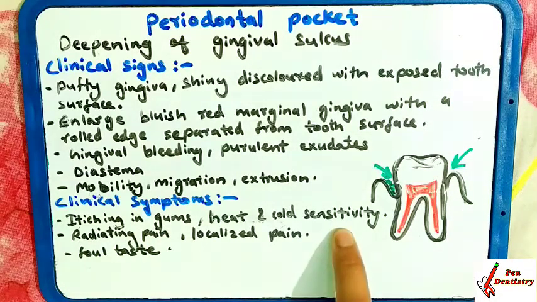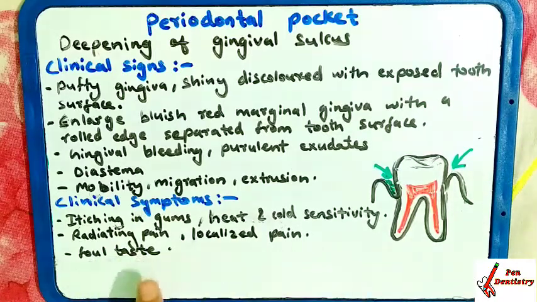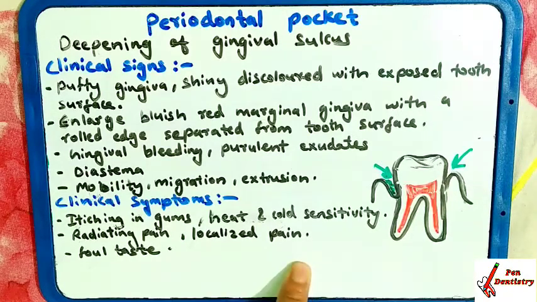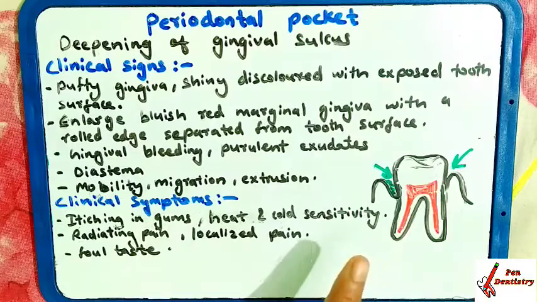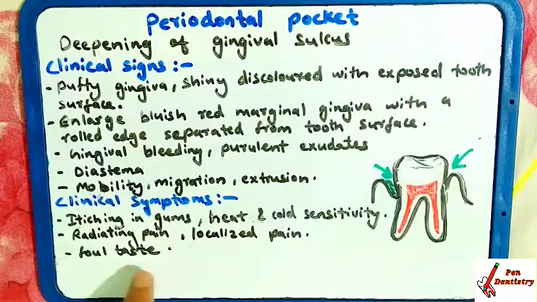The tooth will be sensitive to heat as well as cold. Radiating pain. The pain will be radiating. Localized pain is also present in the periodontal pocket. There will be a foul taste present. Okay, so these are the clinical symptoms of periodontal pocket.